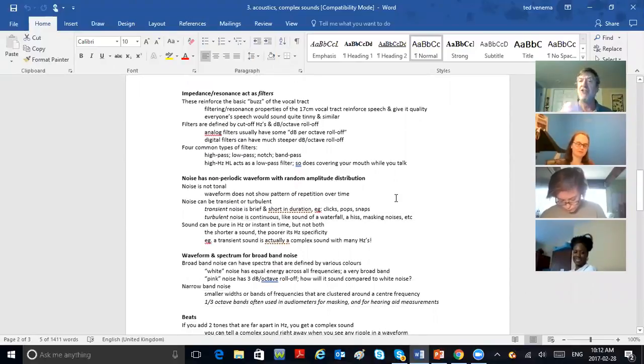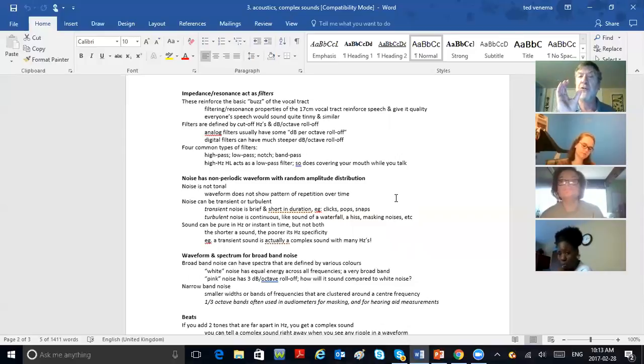Impedance and resonance act as filters. And these reinforce the basic buzz of your vocal tract. Vocal tract is from your larynx to your lips. They call that your vocal tract. Okay? Your vocal tract is 17 centimeters long.